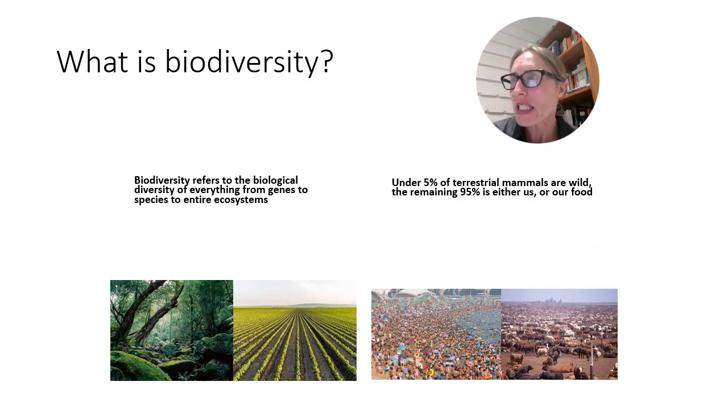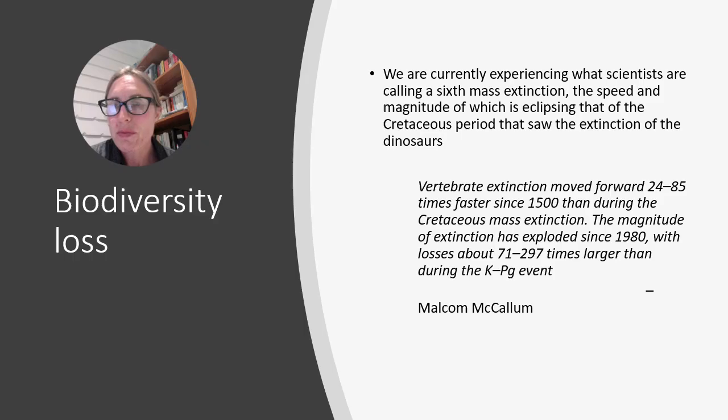Well, biodiversity refers to the biological diversity of everything from genes to species to entire ecosystems. Under 5% of terrestrial mammals are wild, and the remaining 95% is either us or our food. We are currently experiencing what scientists are calling a sixth mass extinction, the speed and magnitude of which is eclipsing that of the Cretaceous period that saw the extinction of the dinosaurs. This is quite incredible.